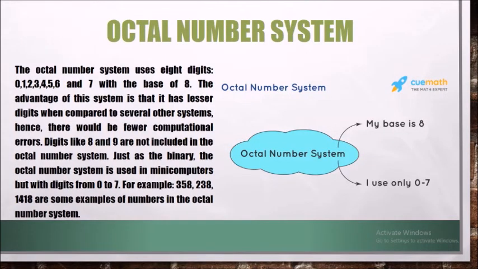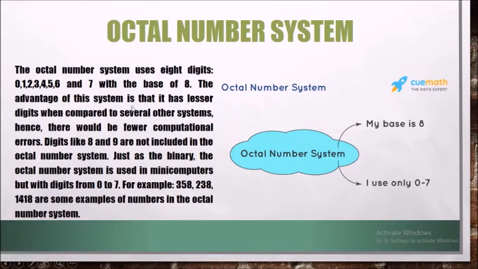Next, the octal number system. From the word itself, octal, like octagon, that is a polygon having 8 sides, right? You have all encountered that in your geometry. The octal number system uses 8 digits, 0, 1, 2, 3, 4, 5, 6, and 7, with the base of 8. If you count them all, 1, 2, 3, 4, 5, 6, 7, 8. That is octal. In the octal number system, the digits only play between 0 to 7.